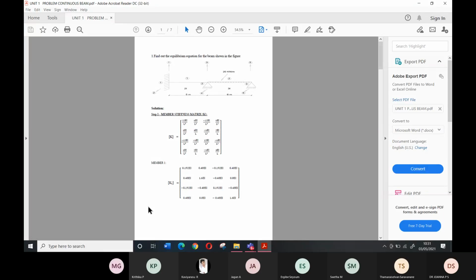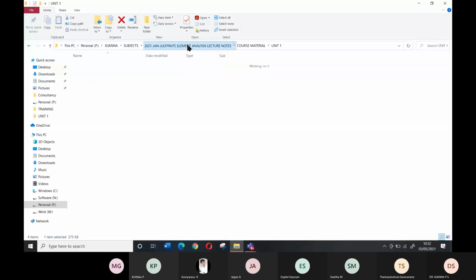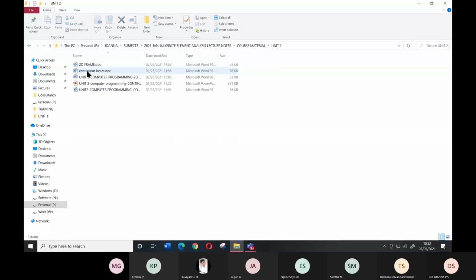Already I have uploaded this also in your thing. If you do the assignments, then you will be able to study the part C questions easily. Whatever we have done in the class, the assignments and the test questions, if you study, then part C will be easy. So I'll move on to the second unit, that is computer programming. We have done some.